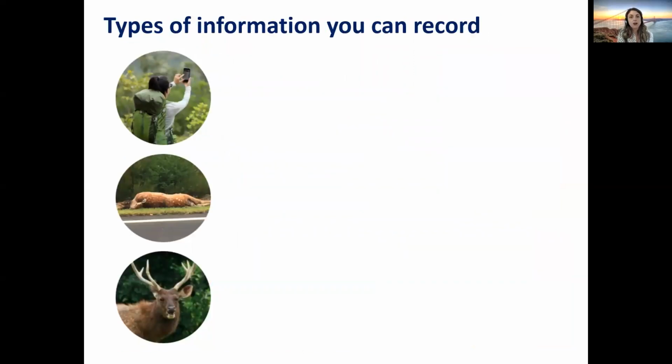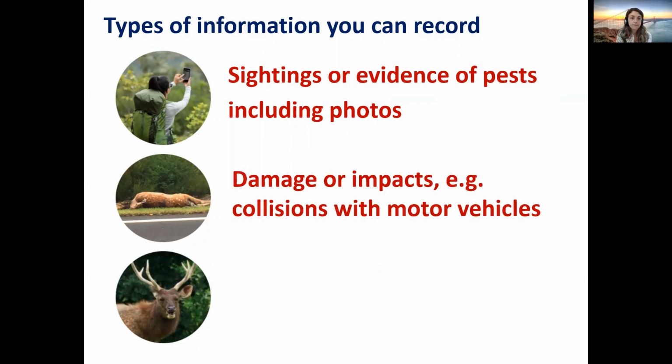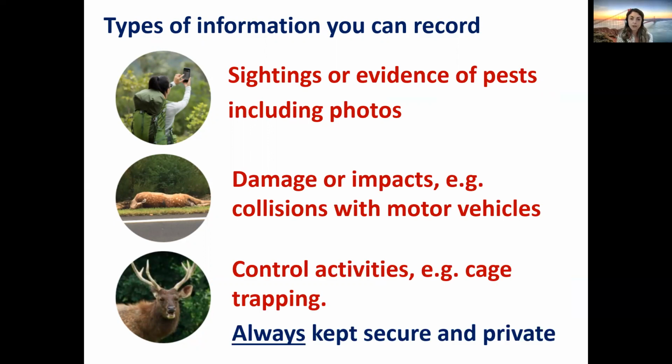There's a couple of different types of information that can go into FeralScan, and they can be categorised in 3 broad ways. The first one is sightings or evidence of pests, and particularly important is photographs, and I'll cover that a little bit more in depth. The next is damage or impacts. So, for example, collision with motor vehicles, perhaps foxes are causing damage to native wildlife, or rabbits are causing damage to vegetation. And then control activities.